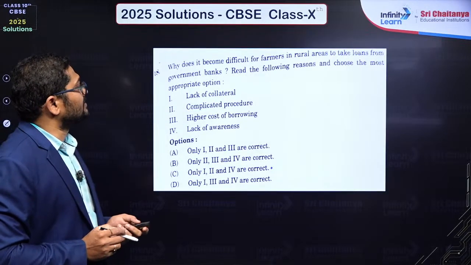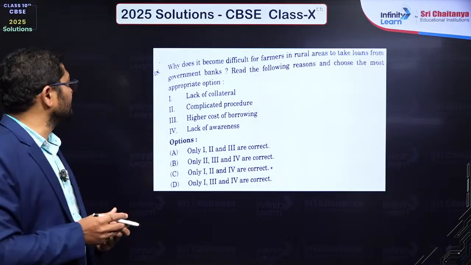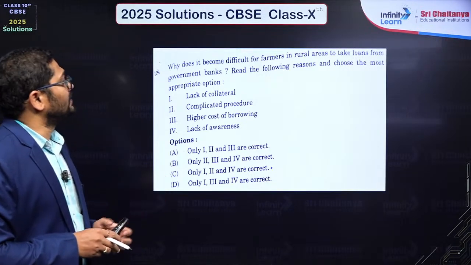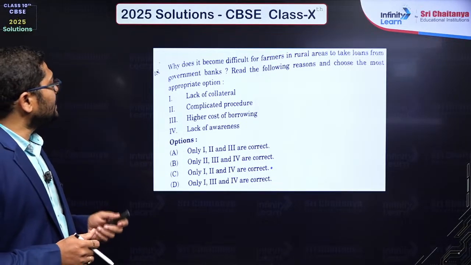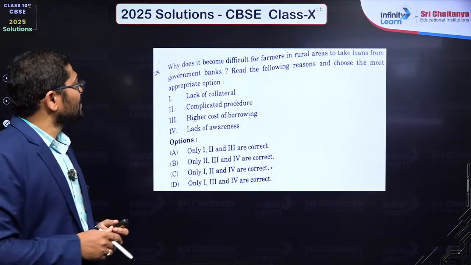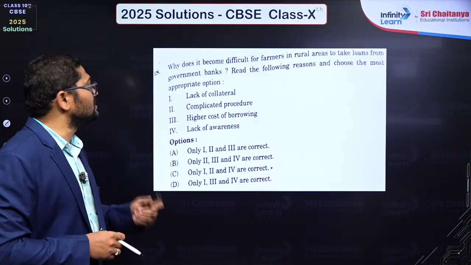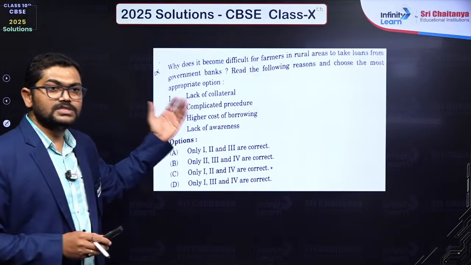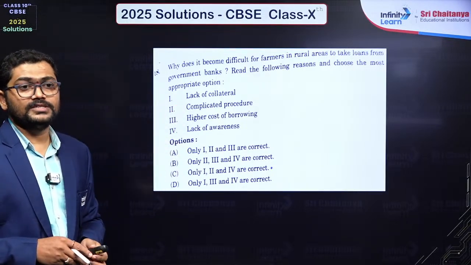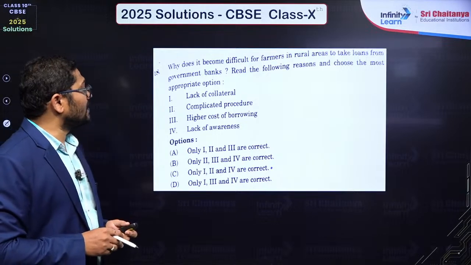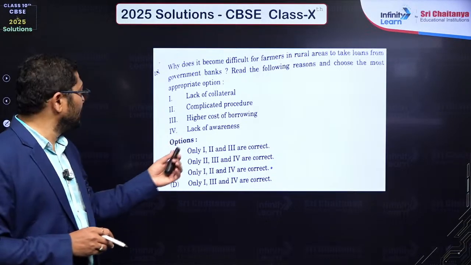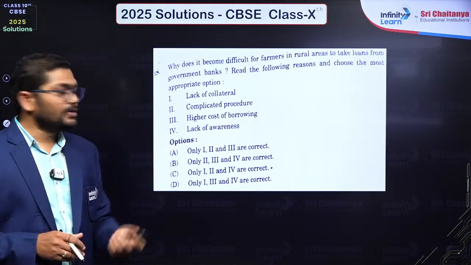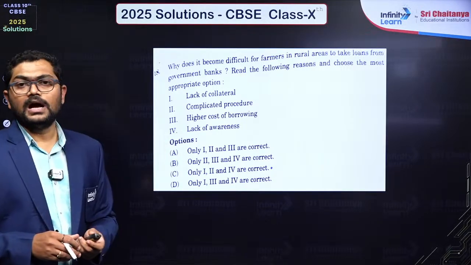Next, the main question, question number 18. After 17 we have the main question 18. Why does it become difficult for the farmers in rural areas to take loans from the government banks? Read the following reasons and choose the most appropriate option. So all these are the reasons, and out of the 4 reasons we have to find out the most appropriate reason. The first one, lack of the collateral. Then we have complicated procedure. Then third one, higher cost of the borrowing. And the fourth one, lack of awareness.